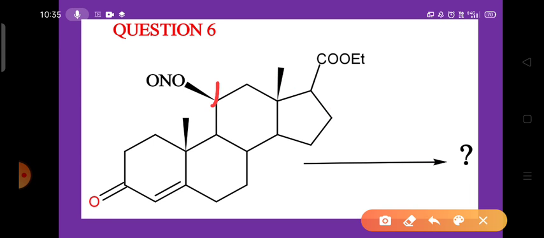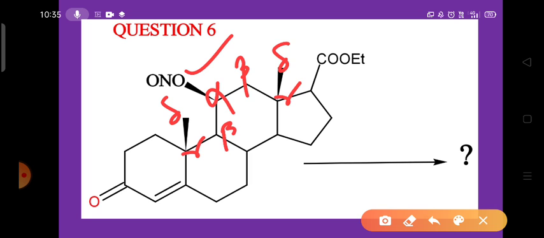Look here, this is the alpha, this is a beta, this is a gamma, and this is a delta. Two delta methyl groups are there, and these two groups are lying in the same plane as that of the nitroso group. So these three groups are in the same plane.